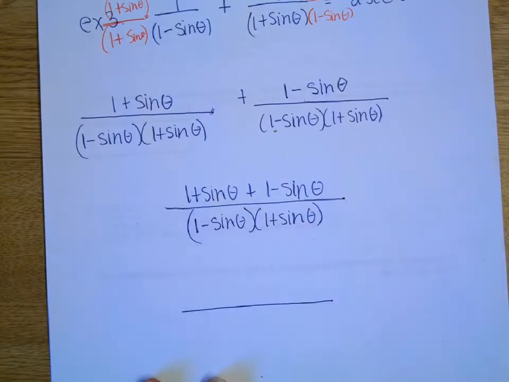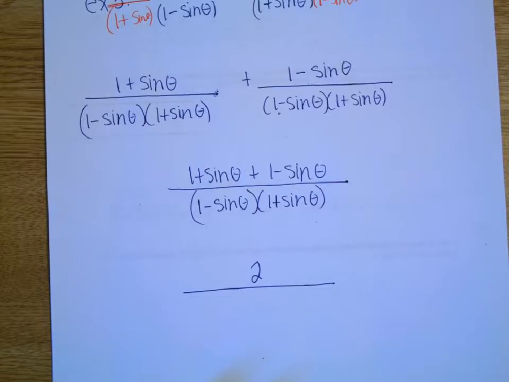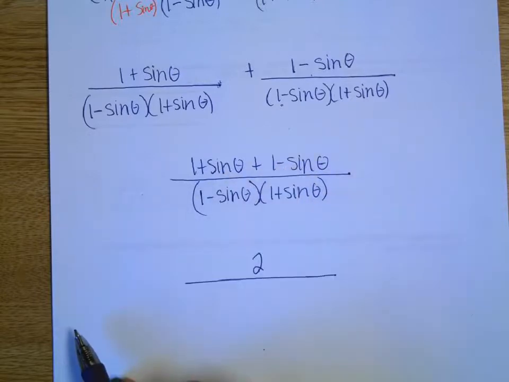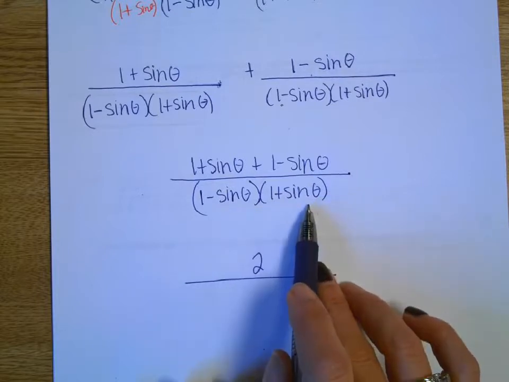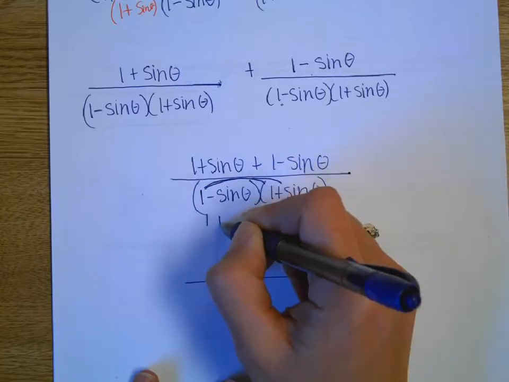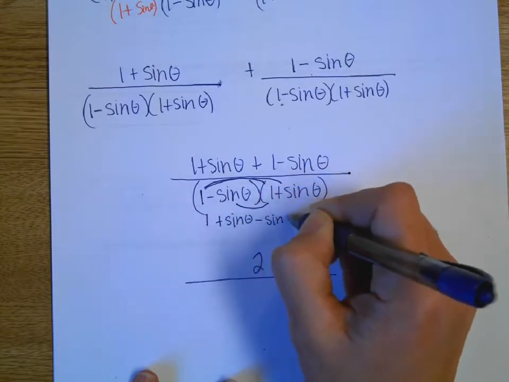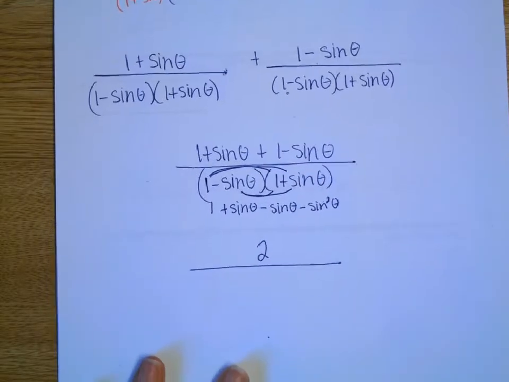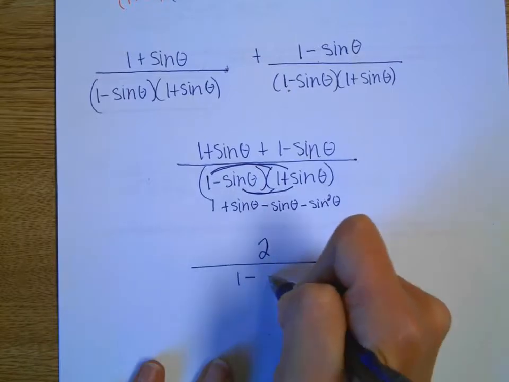So, big fraction again. What's my numerator? 2. That's nice because I need a 2 in my verify. One plus one, the sine is gone. Okay, we're going to FOIL the bottom because this will always simplify. So let's FOIL the bottom. 1 times 1 is 1. First. Outer is going to be a plus sine. Inside is going to be a minus sine. And then last times last is a minus sine squared. Signs cancel, so I've got 1 minus sine squared.